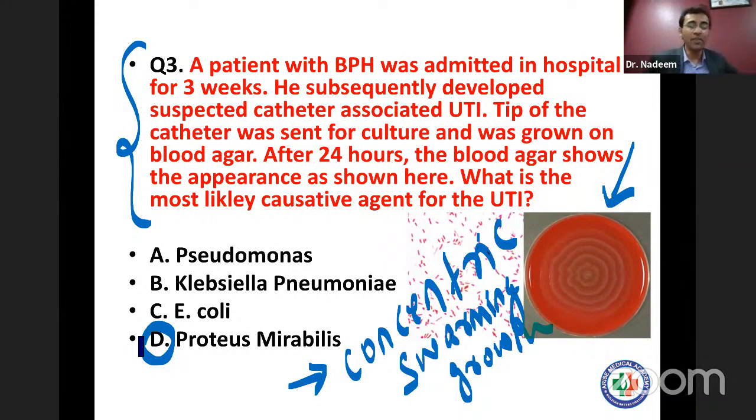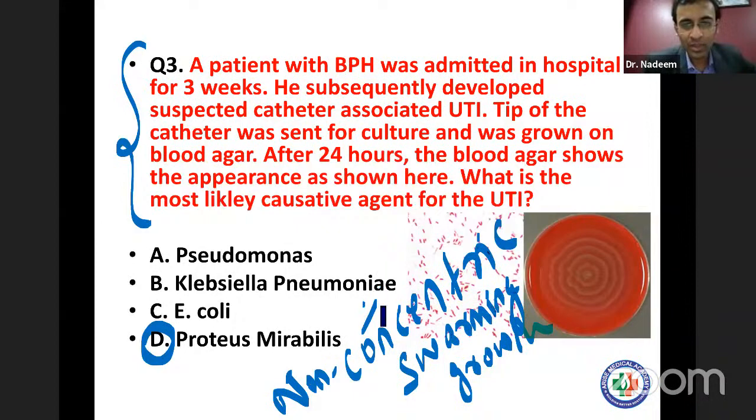But suppose without this picture, if they would have mentioned some other question, please understand that if a bacteria is showing non-concentric swarming growth, which bacteria is it? I'm asking you a separate question. Okay, so which bacteria shows non-concentric swarming growth? It is shown by Clostridium species. Clostridium. Take Clostridium.